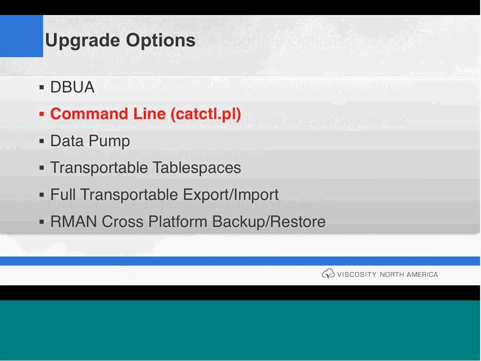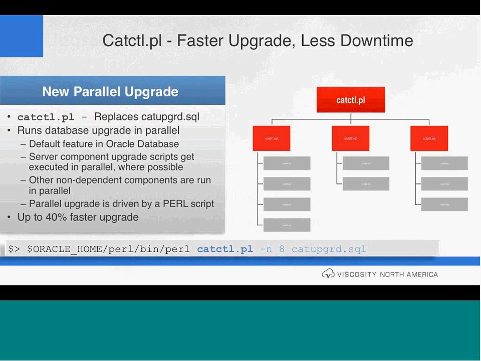One of the tools introduced in 11.2 was catctl.pl. Essentially, this is the Perl script that actually gets invoked underneath DBUA anyway. It replaces, or sits in front of, catupgrade, but it allows you the capability to run the database upgrade in parallel. You can specify through the command line option how many parallel slaves you want to execute in an upgrade. As I mentioned before, this is the new default feature for upgrade.